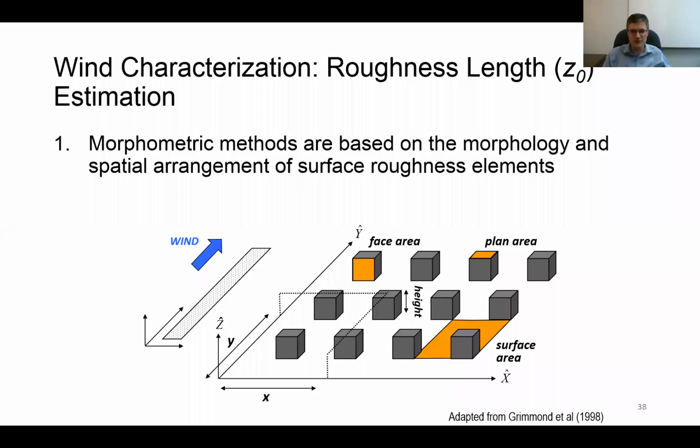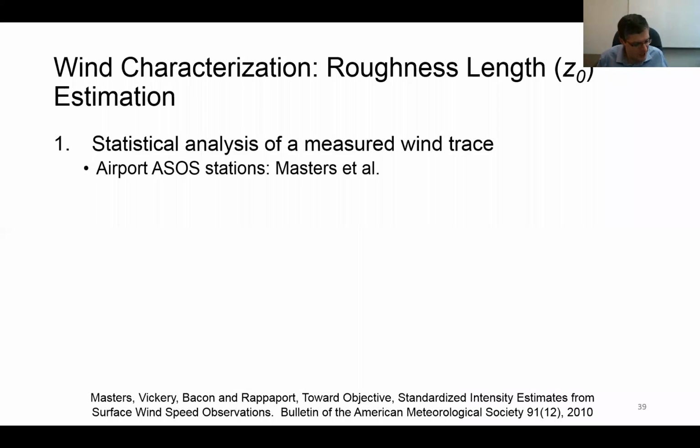So one way is using these morphometric methods, where you do physical measurements of the separation between different terrain obstructions and so on. This becomes very cumbersome when we translate this to the real world, where there's all sorts of different houses and trees oriented different ways and different distances apart. So for a practical reason, this isn't used very often. The way that we're attempting to popularize to get this roughness length is to use statistical analysis of the measured wind traces, similar to the one that we showed you in the previous slides.